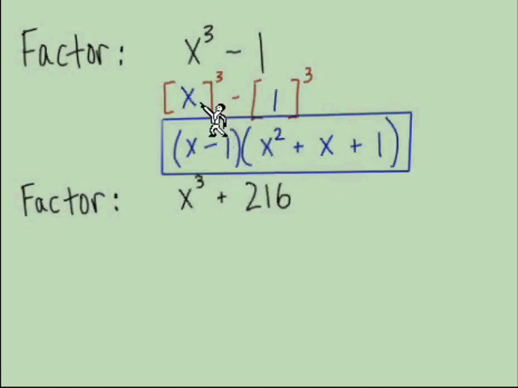A squared is x squared. A times b is x times 1, 1x. And our third term here is b squared. 1 squared, 1 times 1 is 1.